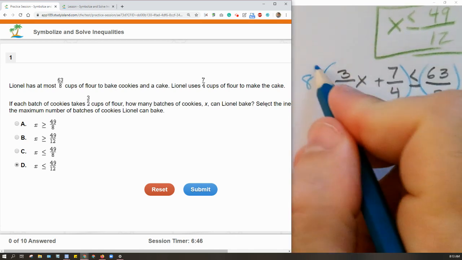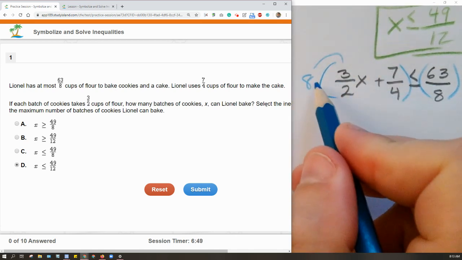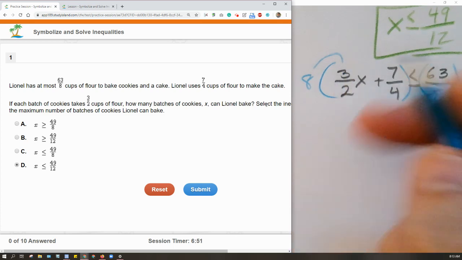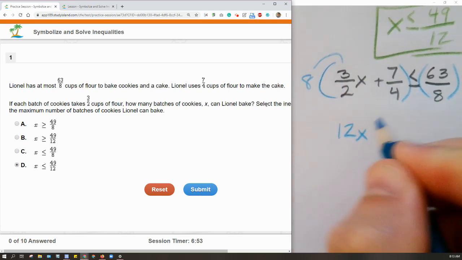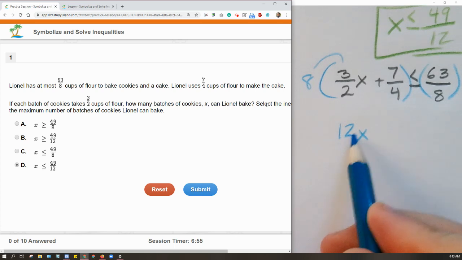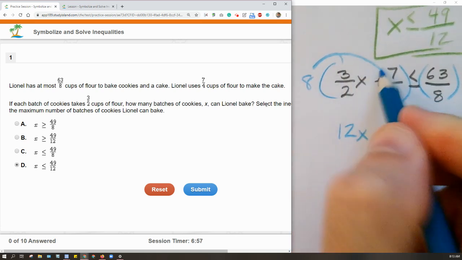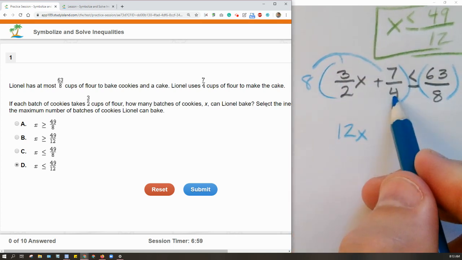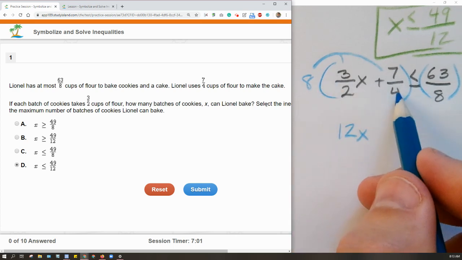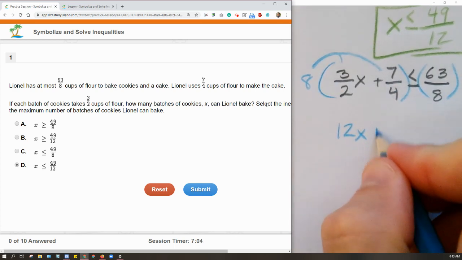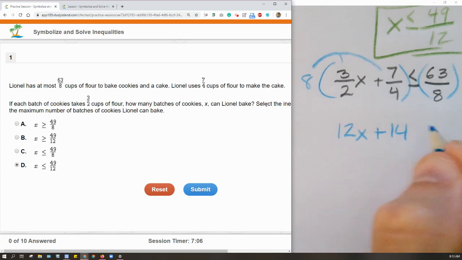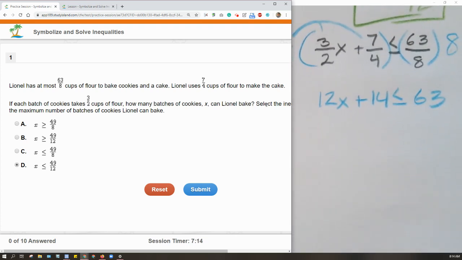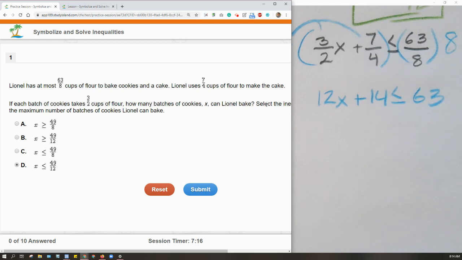Watch this. If I have 8 times 3 halves, that's the same as 8 divided by 2, which is 4. 4 times 3, which is 12. So that would be 12 times x now. So 8 times 3 halves is 12. 8 times 7 fourths is the same as 8 divided by 4, which is 2, and 2 times 7, which is 14. So plus 14 is less than or equal to 63 eighths times 8, which is just 63. So now I've got a brand new inequality with no fractions, and I can go ahead and solve that.